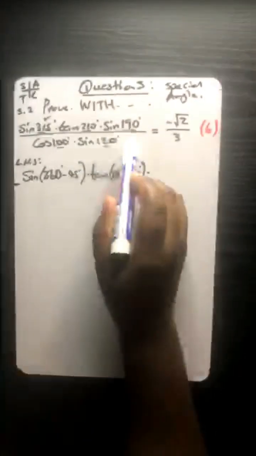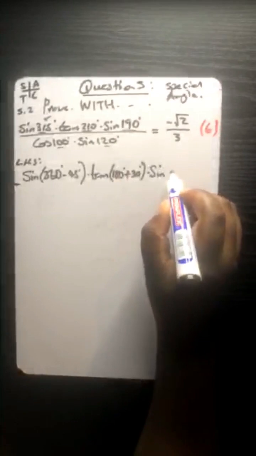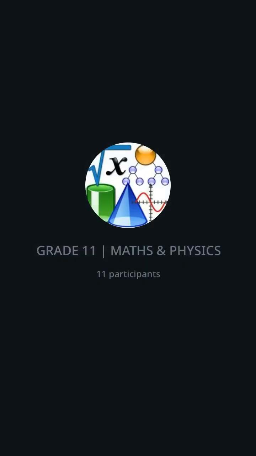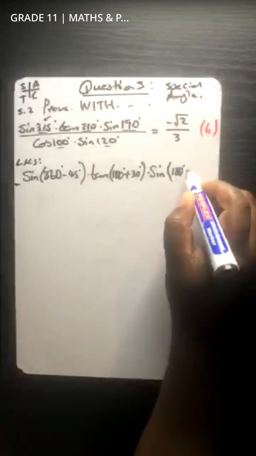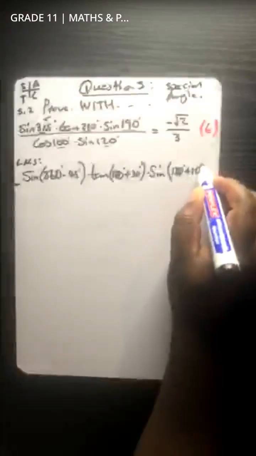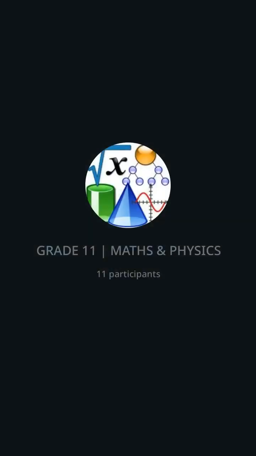What is an acute angle? An angle which is between 0 and 90. So now let's see, multiplying here, what are we having there? We are having sine 190. In which quadrant does that fall? I think it falls in the quadrant of 180 degrees plus what? Is it plus 10? Yes. 180 degrees plus 10 takes you back to 190. So you haven't changed anything there.